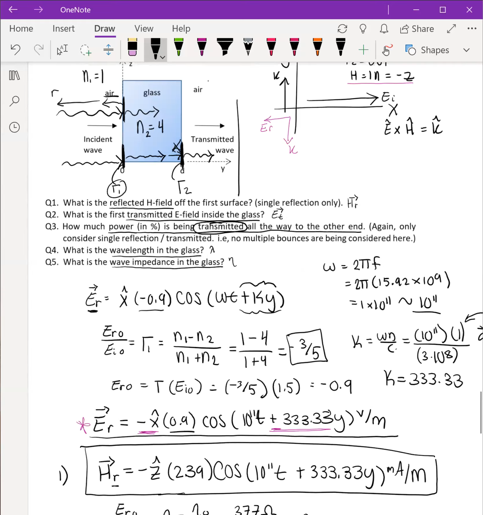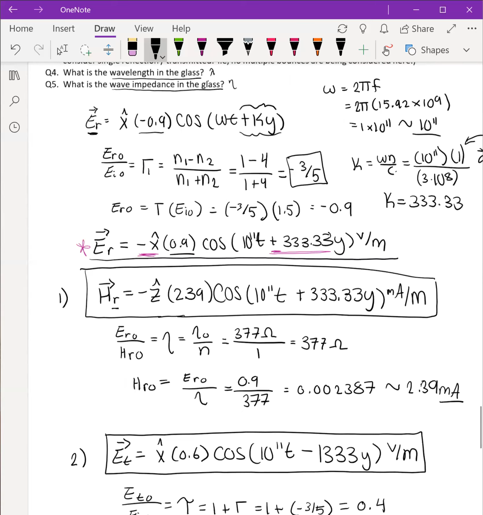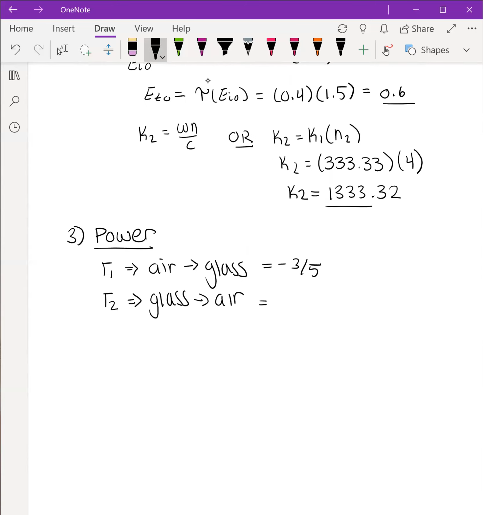So gamma 2, if you recall the equation, originally it was N1 minus N2. But the way we remember this is where the wave is starting versus where the wave is going. We're now starting in glass and going to air. So if we reflect that in our equation, we're starting in glass, so that's N2, and we're going to air, N1, divided by the sum. Again, glass, air. And that gives us a +3/5.